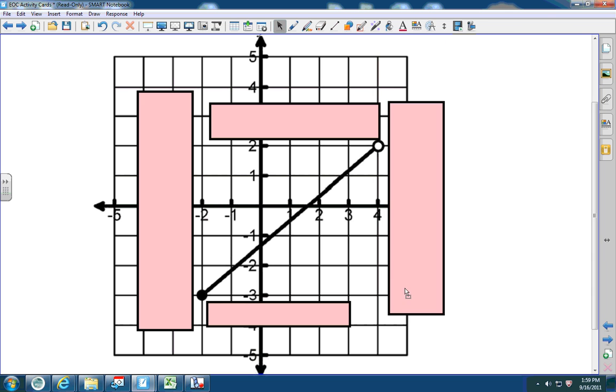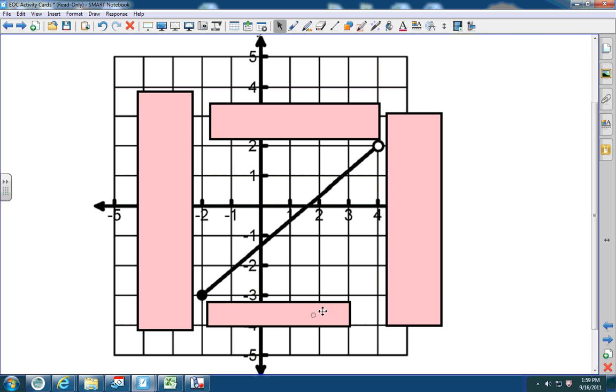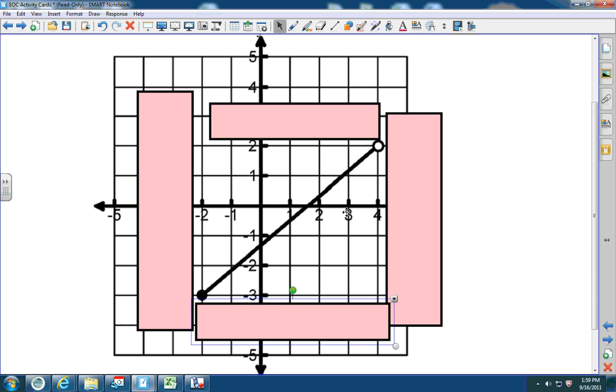Maybe you need me to box it in, and then you press pause and try and figure out what it is. If you need that, go ahead and do that. My domain. I know that my domain is x. My x goes across this way. The farthest to the left is right there at -2. The farthest to the right is at 4.